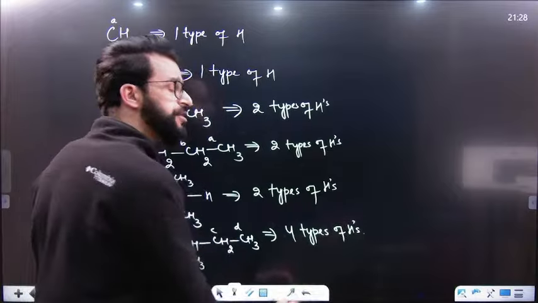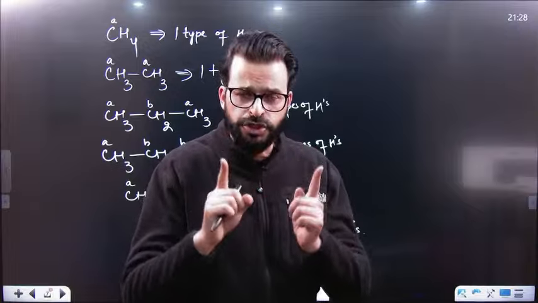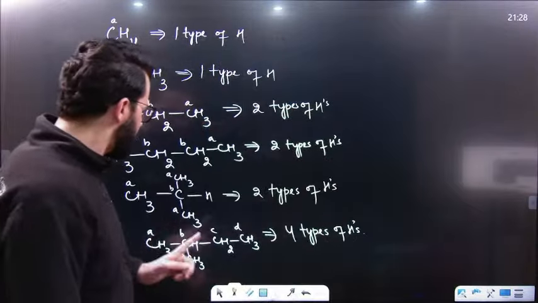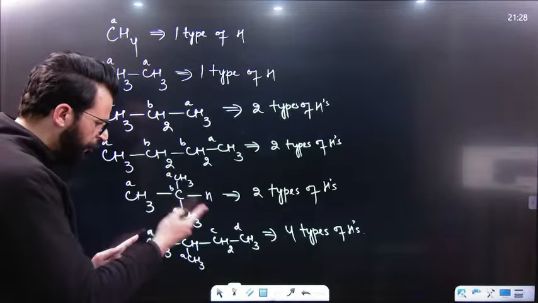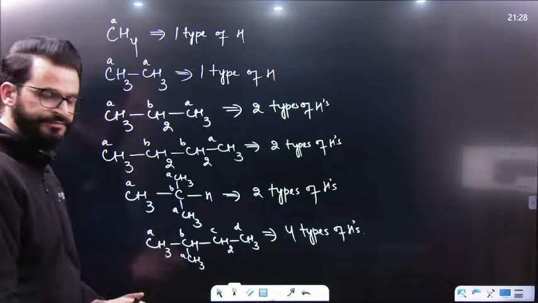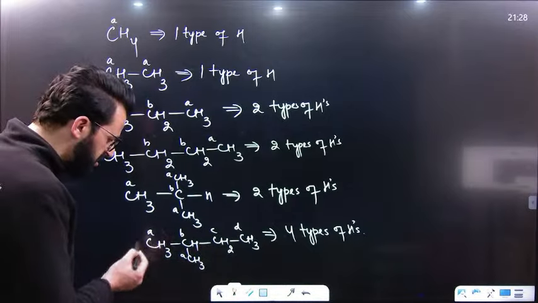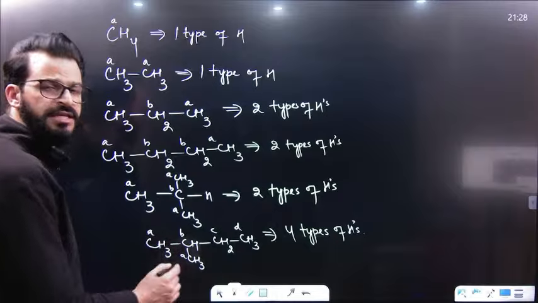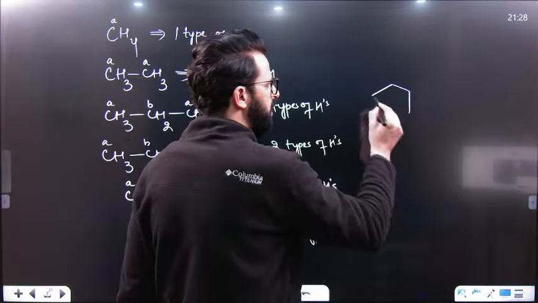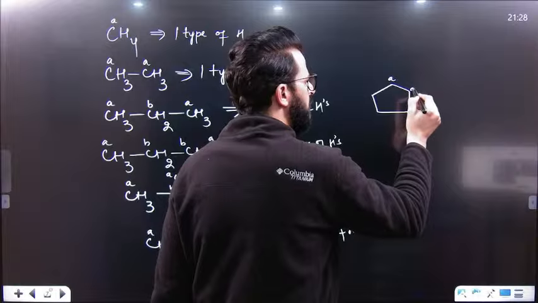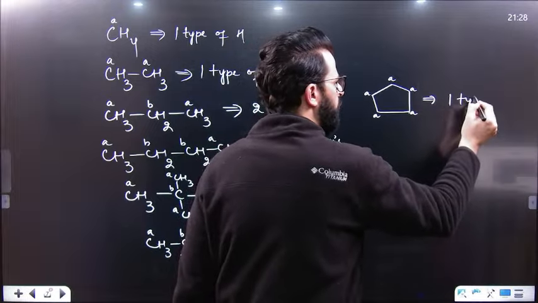Basically, types of hydrogen depends upon types of carbon, and types of carbon depends upon the groups attached to a single carbon. Say for example, this single carbon is having 3 hydrogens attached to it, and on the 4th side it is CH, CH3, CH2, CH3. Similarly, this is having 3 hydrogens and CH, CH3, CH2, CH3. That means the surrounding of this carbon and this carbon is same, hence hydrogens attached to them are also same. Similarly, if you are having a cyclopentane, all these carbons are of same type, hence this is having only 1 type of hydrogen.